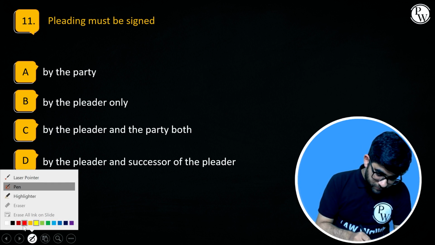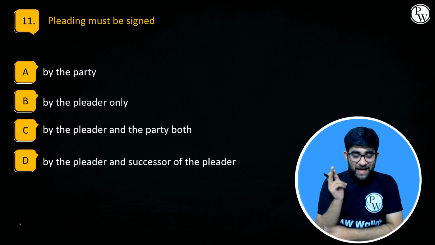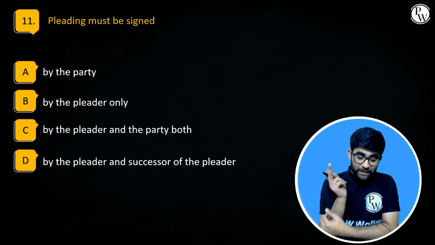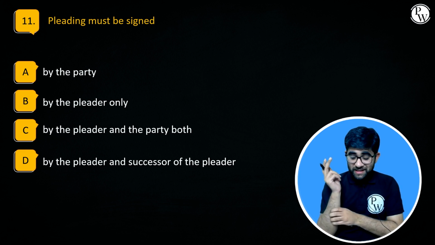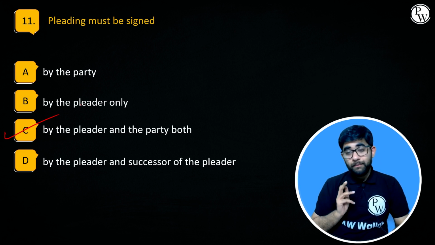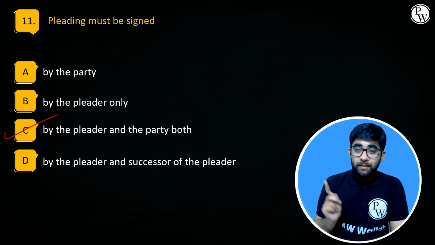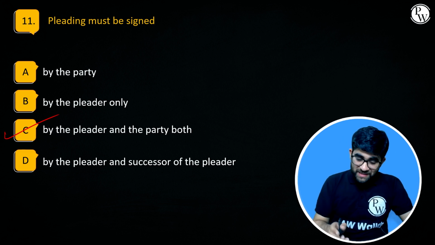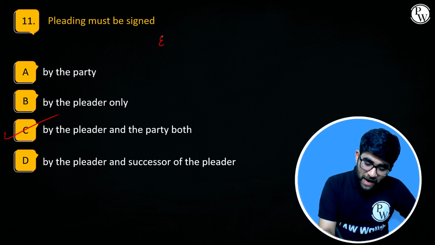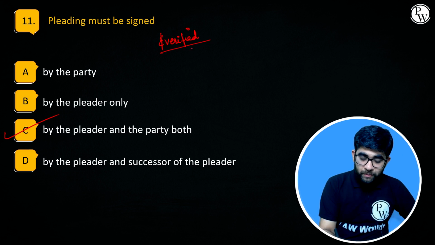Next, pleading must be signed by the party, by the pleader only, by the pleader and the party both, by the pleader and the successor, by both. The 11th answer is C, by the pleader and the party both. Again, pleading must be signed and verified also, but verified only by the party.